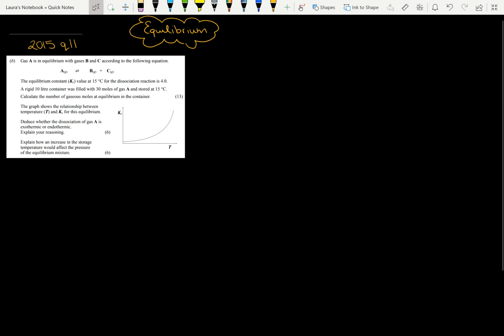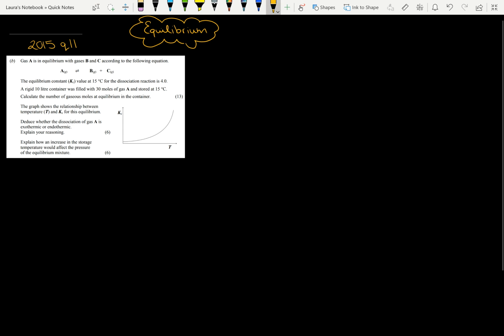Part B, so it's worth 25 marks. If you have a read down through it, you can see it's a little bit more abstract than what we're used to, in that they don't give us specific reactants and products. They've kept it general with gas A, gas B, gas C. But as we go down through this question, you'll see that it doesn't really affect our calculation. Everything we are going to do is the same as what we've been doing in the other questions. So don't let that throw you off.